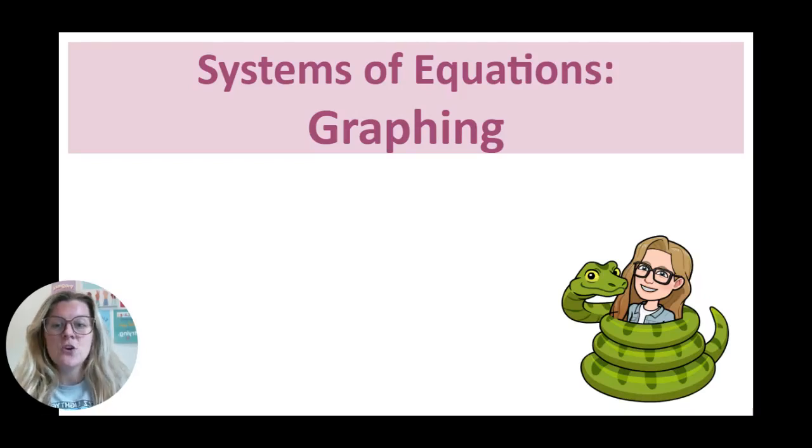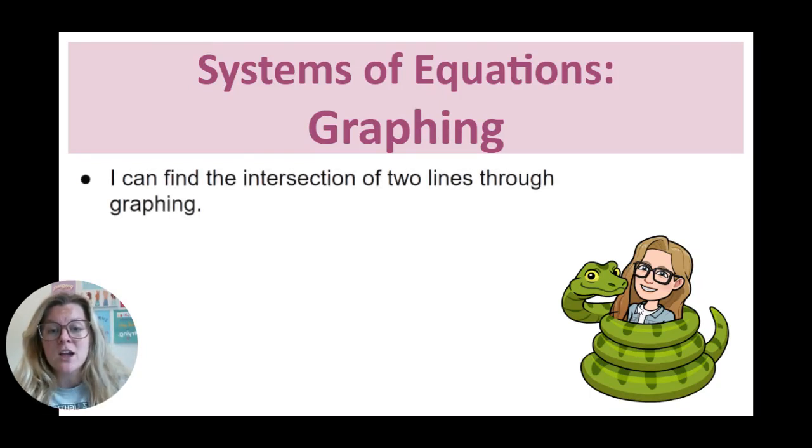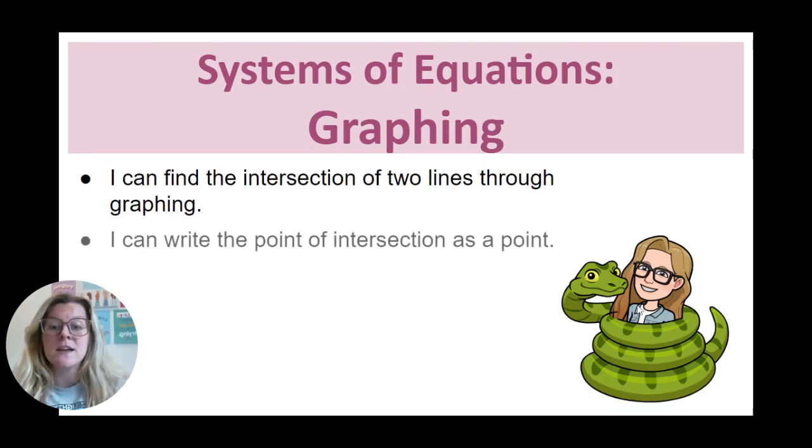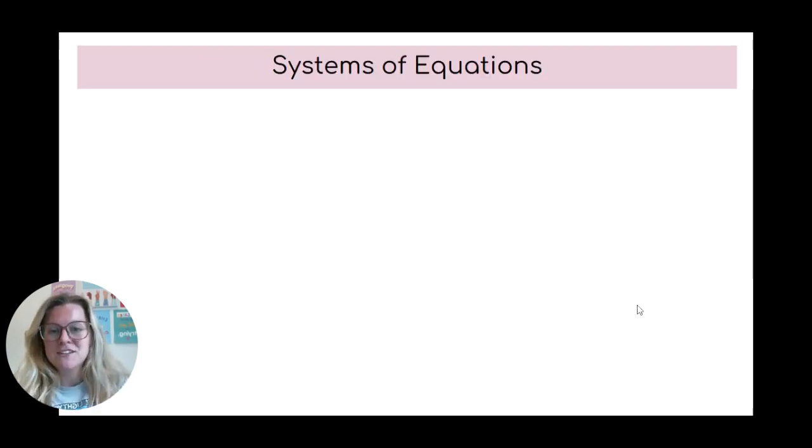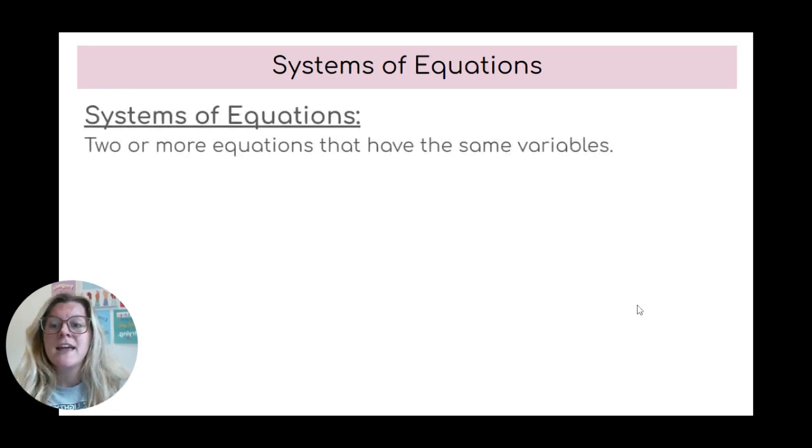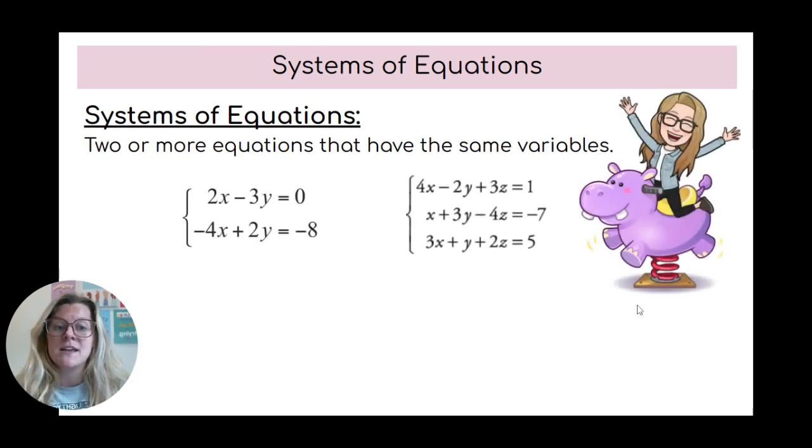Hi everybody, in this video we are going to go over what a system of equations is, and specifically how to find the intersection of two lines using graphing and how to write that point of intersection as a point. Okay, so what is a system of equations? A system of equations is just two or more equations that have the same variables.